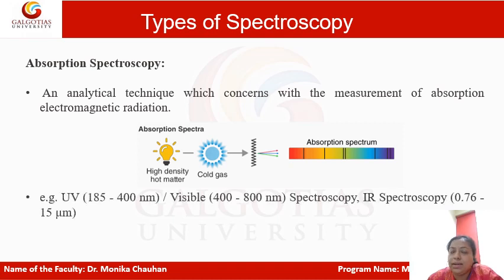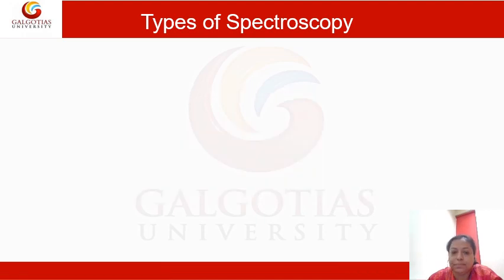Now the UV that we are concerned with, the ultraviolet spectrum, ranges from 185 to 400 nanometer, and the visible spectrum ranges from 400 to 800 nanometer. So for the entire ultraviolet visible spectroscopy, we say that the range is from 180 to 800 nanometer. Apart from UV spectroscopy, we also have IR spectroscopy in the range of 0.76 to 15 micrometer.